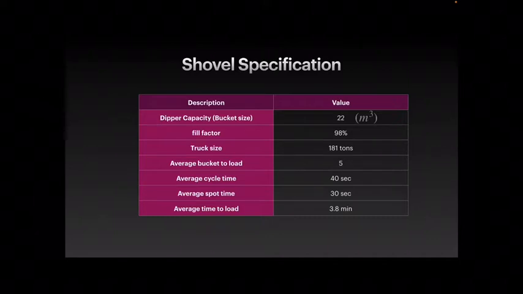Just understand the process. The average cycle time for the shovel, as I showed earlier, is 40 seconds. And the spot time. Spot time means the truck arrives at the shovel site, and it has to be at the proper position, for which it requires 30 seconds. So I'm taking spot time as 30 seconds. Then the average time to load is a total of 3.8 minutes, because you have to use 5 buckets to load the entire truck.